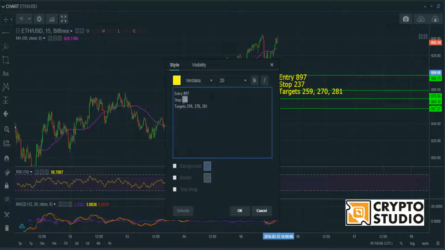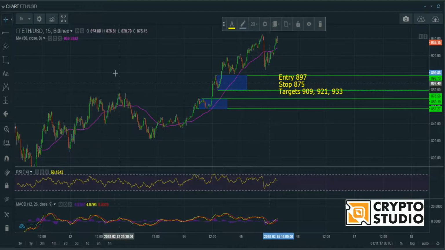The stop is going to be at 875, and if I'm going to be risking 12 points, then my targets are going to be 909, 921, and 933. All right, so those are my targets on this trade of Ethereum. But I am also going to draw from scratch the new trade that I found on the 60-minute chart.